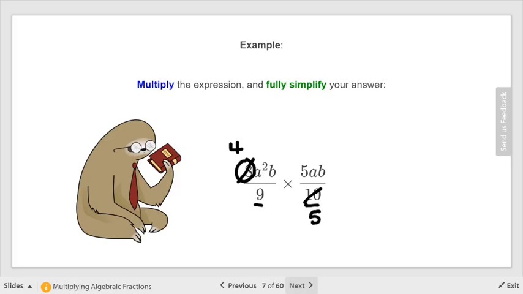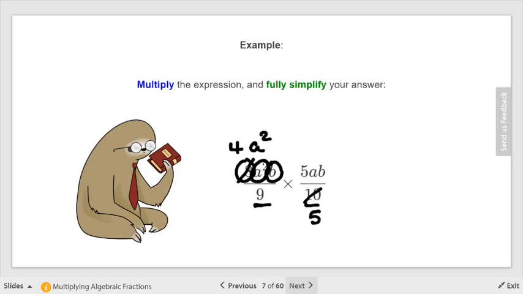What's the next factor of the numerator? A squared. Is there an A anywhere down here in the bottom? No, so it's not going to change. And I'm going to rewrite it because I'm getting messy here. What's the next factor? B. Is there a B anywhere in the bottom? No, so can't do anything there.